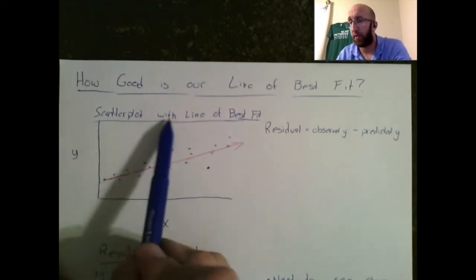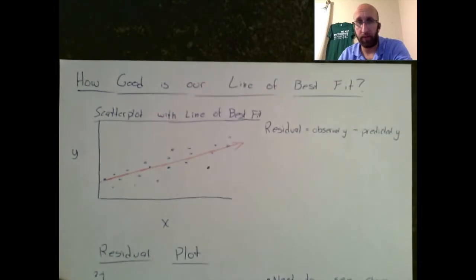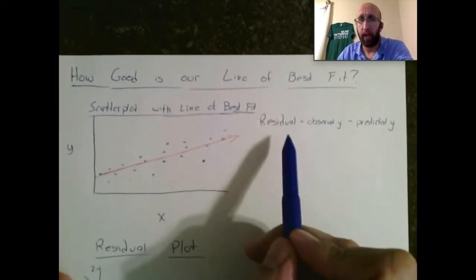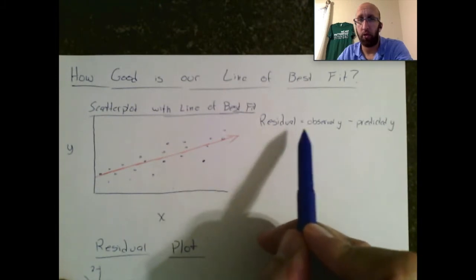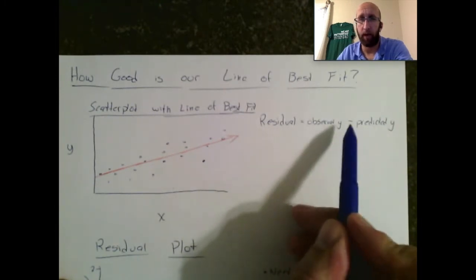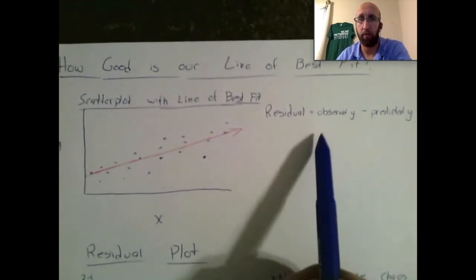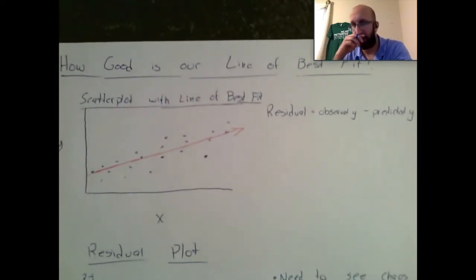So when you have a scatter plot with a line of best fit, like I do here, what we can do is we can calculate a residual. So the calculation here is you're going to take your observed y value and subtract your predicted y value. So you take your observed y value and subtract your predicted. So your observed is just what happened in the data. When you recorded your x and y data points, that is your observed data point.